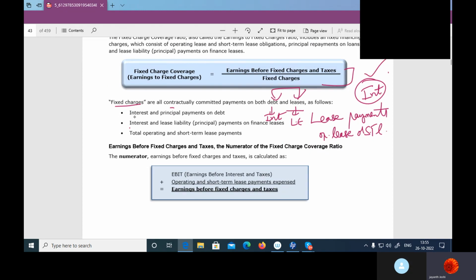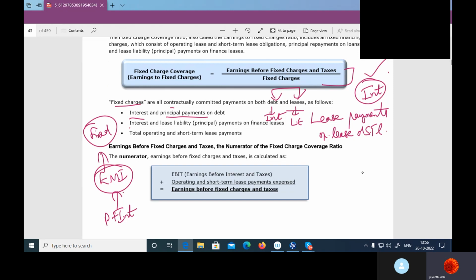Now, for any kind of debt, it is not only the interest, you also pay the principal element, so it's like an easy monthly installment, EMI. EMI is a combination of principal and interest, am I right? EMI is always a fixed payment. When you pay a home loan EMI, you pay a fixed payment, correct? So sometimes what happens, the interest increases.